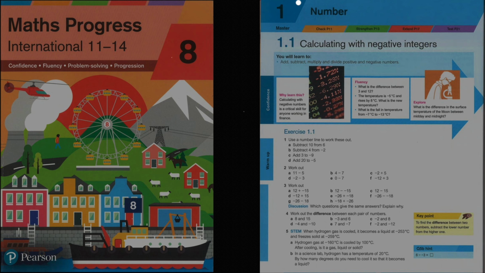In today's session, we are going to start Year 8 Maths Progress. This is the first chapter, number, and the first exercise, calculating with negative integers. First, we will understand the operations of negative and positive signs. So let's understand this one.